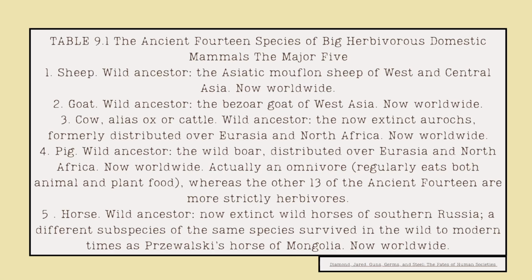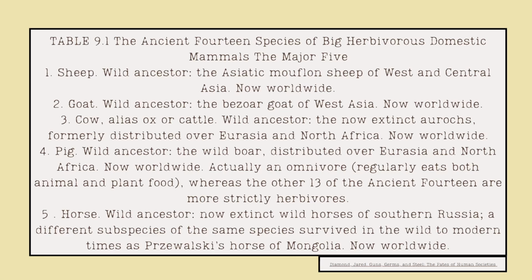Sheep, wild ancestor, Asiatic Mouflon sheep of West and Central Asia, now worldwide. Goat, wild ancestor, the Bezoar goat of West Asia, now worldwide. Cow, alias ox or cattle, wild ancestor, the now extinct aurochs, formerly distributed over Eurasia and North Africa, now worldwide. Pig, wild ancestor, the wild boar, distributed over Eurasia and North Africa, now worldwide. Actually an omnivore, regularly eats both animal and plant food, whereas the other 13 of the ancient 14 are strictly herbivores.